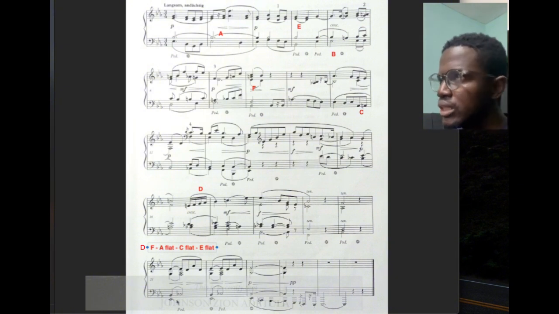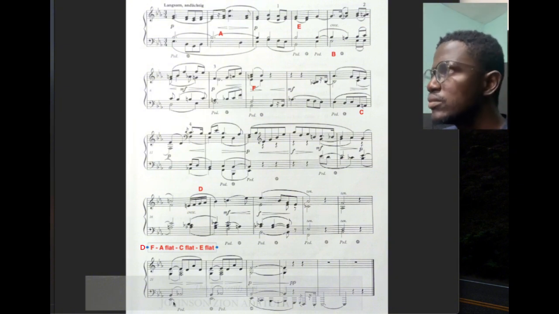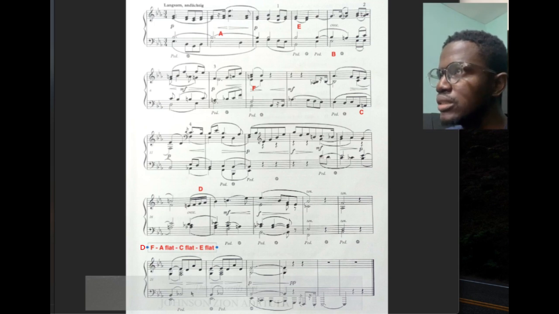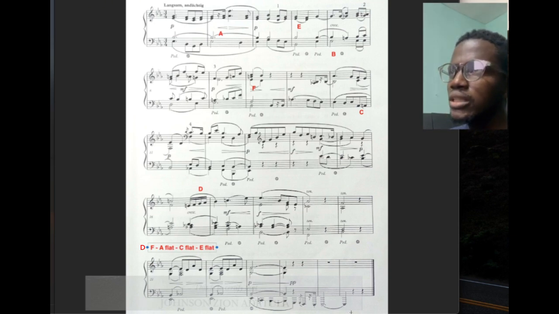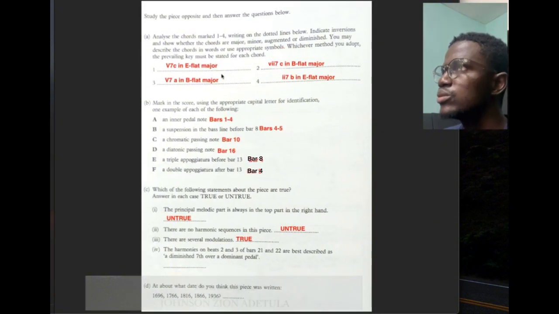Dominant pedal, but this is E flat. Are we in A flat major? If we are not in A flat major, then this E flat cannot be dominant. It has to be tonic. There's no D flat, and C flat has been removed here, ending the music in E flat. So that will be not true.